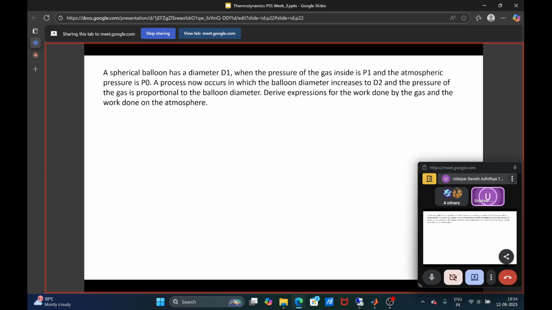A spherical balloon has a diameter d1 when the pressure of the gas inside is P1 and the atmospheric pressure is P0. A process now occurs in which the balloon diameter increases to d2 and the pressure of the gas is proportional to the balloon diameter. Derive an expression for the work done by the gas and the work done on the atmosphere.